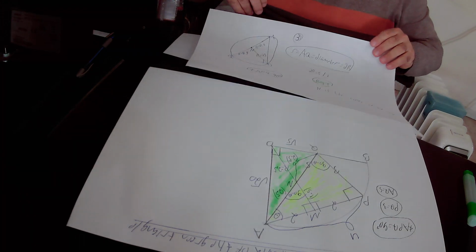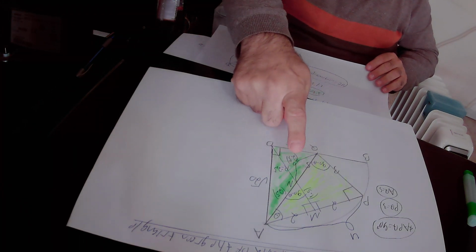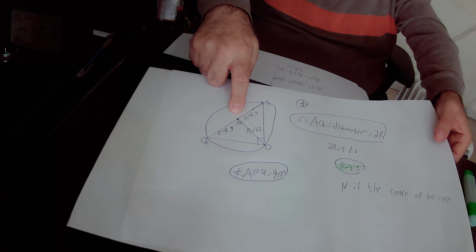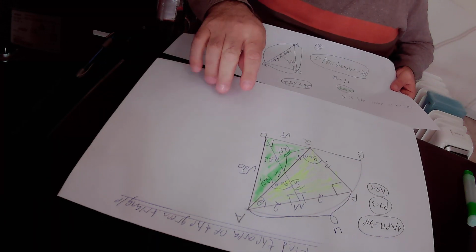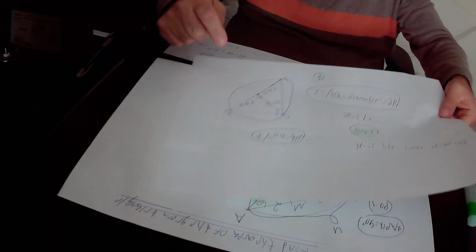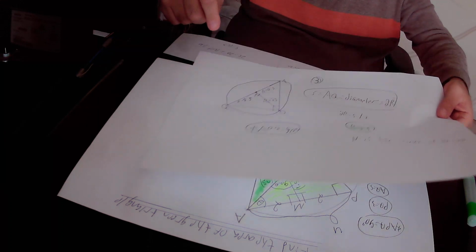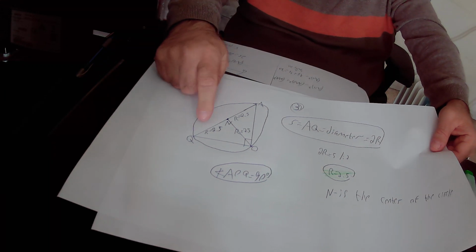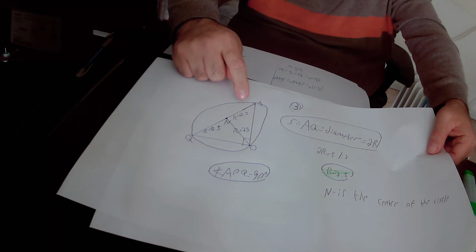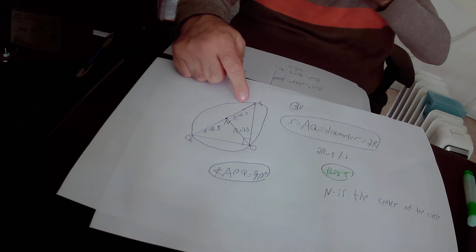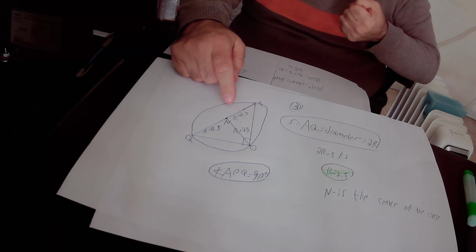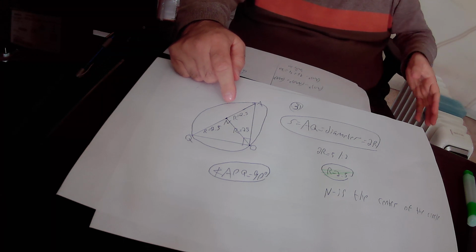Then I copied point N from the original drawing to this drawing. We have already found that AN equals 2.5 units, and NQ also equals 2.5 units. So NQ equals 2.5 and AN equals 2.5. We also know that AQ is the diameter of the circle, and the radius of the circle is 2.5 units.